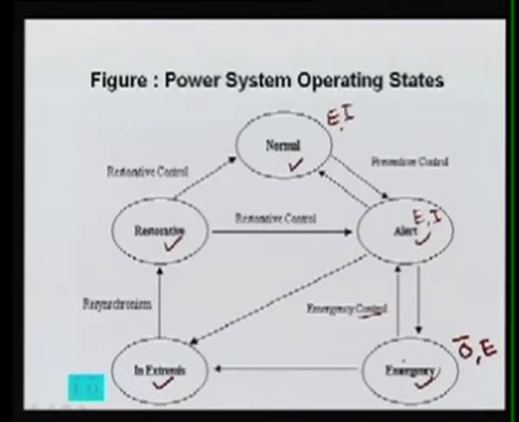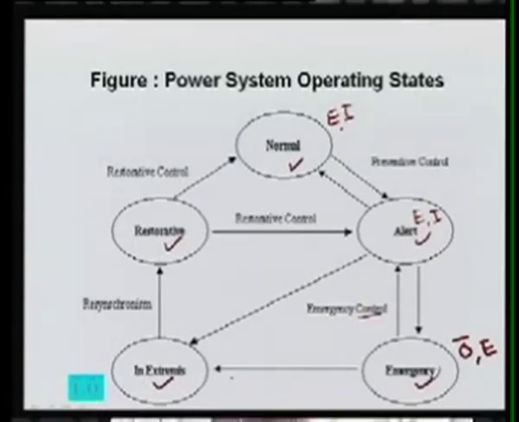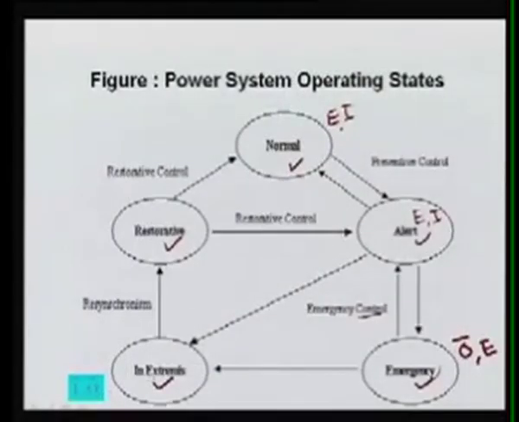There is a possibility that another contingency occurs after that. It is not only one contingency that will occur at a time; there may be several contingencies, and then your system will go into the extremis. Here both your equality as well as your operating constraints, the inequalities, are not satisfied, and then it is the extremis.